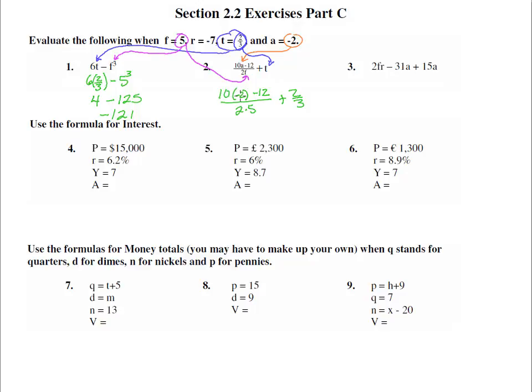10 times a negative 2 is negative 20. Minus 12 is a negative 32. Divided by 2 times 5 is 10, plus 2/3. This is a fraction, negative 32 tenths plus 2/3. I think we'll punch it into a calculator.